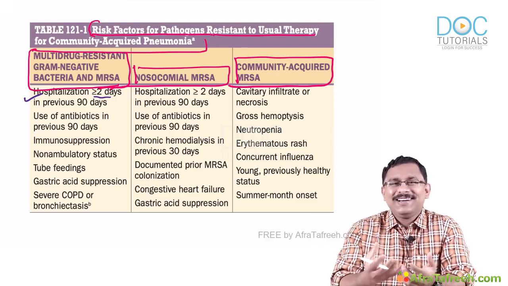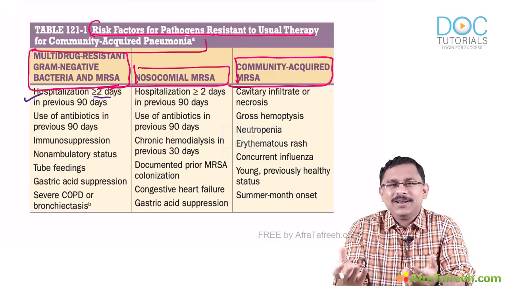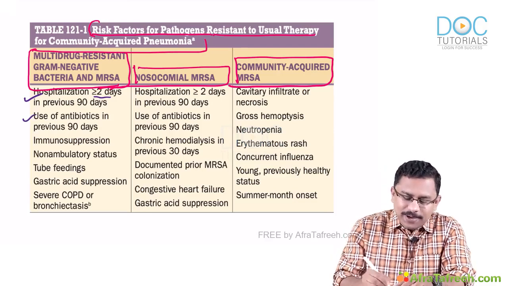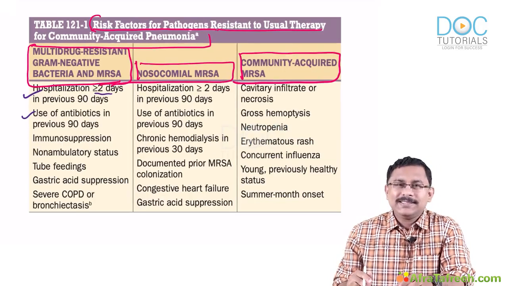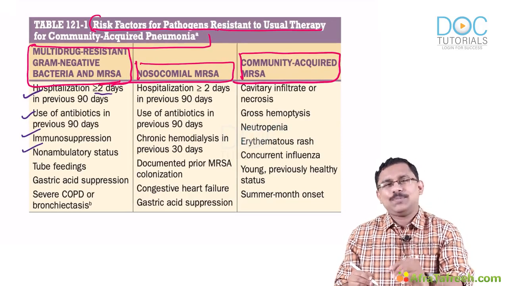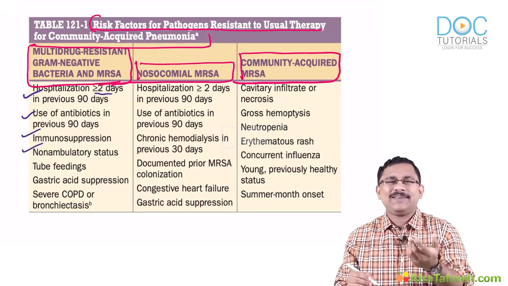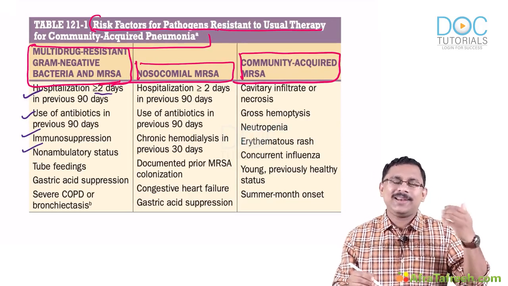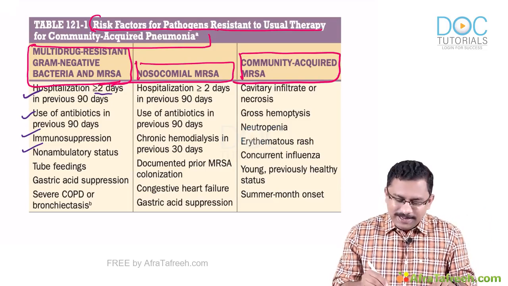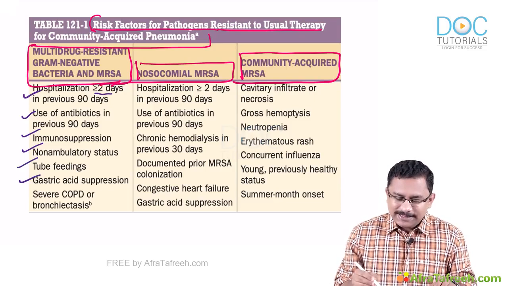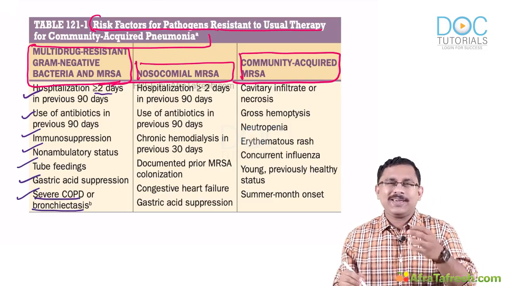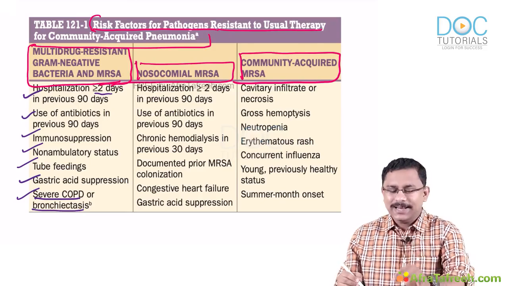Then use of antibiotics in the previous 90 days, and immunosuppression, non-ambulatory status. Suppose you had a procedure for a hip replacement and then you were non-ambulant and at home, and then tube feedings, gastric acid suppression, severe chronic obstructive pulmonary disease or bronchiectasis, which has damaged the lungs.